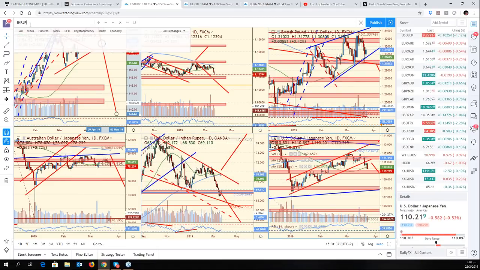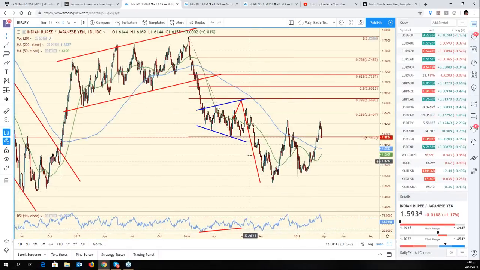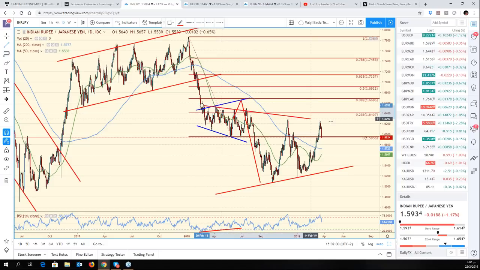Nice work. INR yen. Okay, last time we had a look at it, we were back here, and I predicted that this is going to break to the downside, which actually happened. But now what's happening from here, rather a bigger triangle is in play here, as you see. There it is. You can clearly see it here.